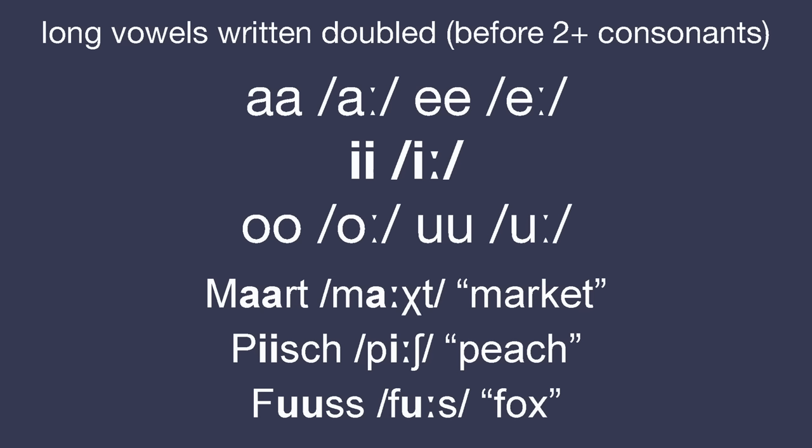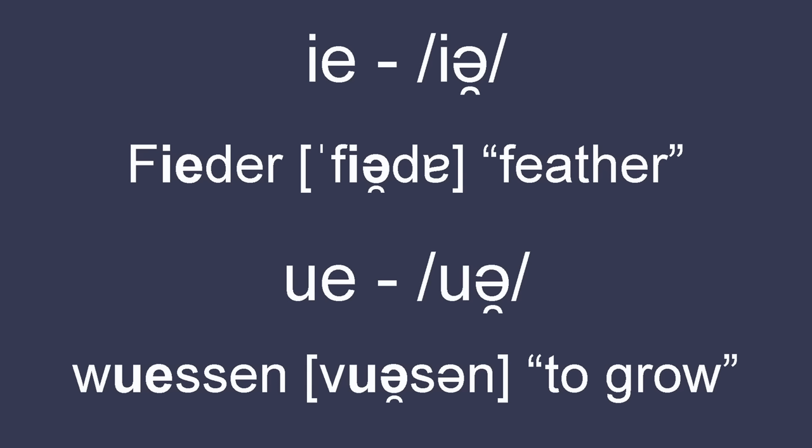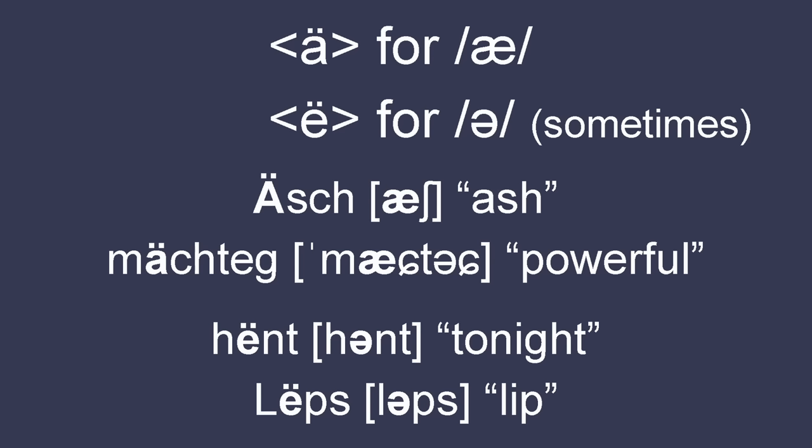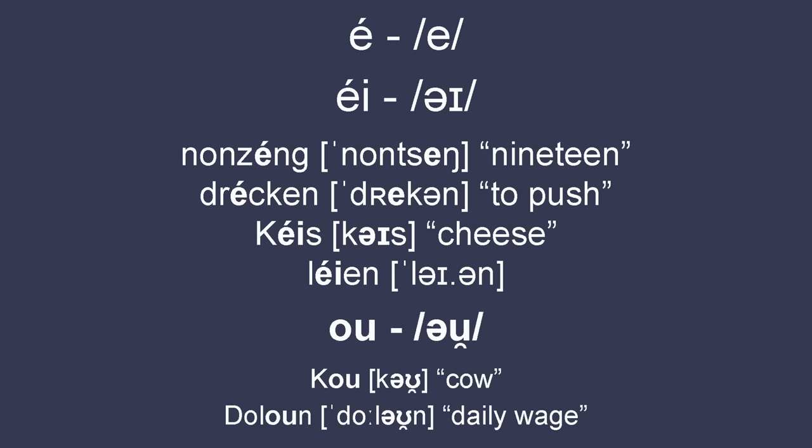Luxembourgish uses orthographic double vowels to mark long vowels, and uses ii for long e instead of ie, like in other Germanic languages. Ie instead represents ia, and similarly, ue represents ua. It also uses a umlaut for a, and e umlaut for a in some contexts. Acute e is used for a sometimes, but the digraph acute ei represents I, and ou is o.